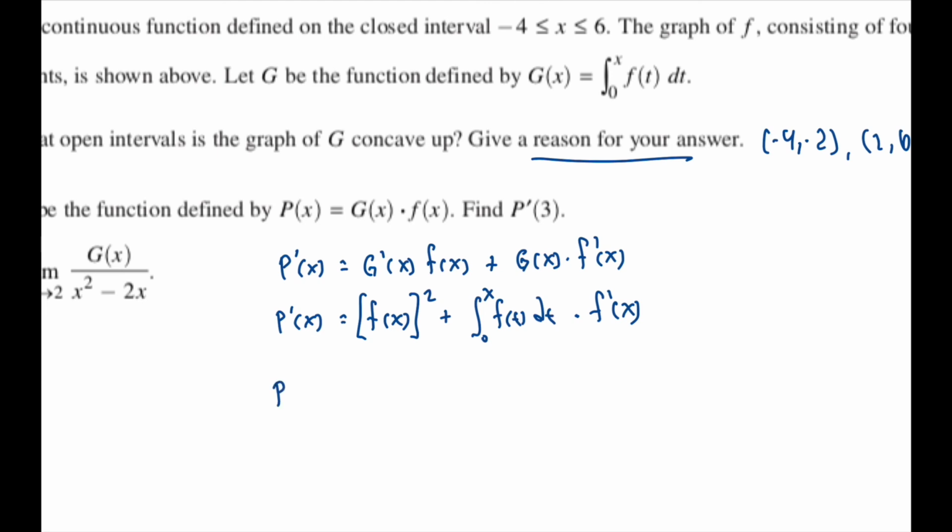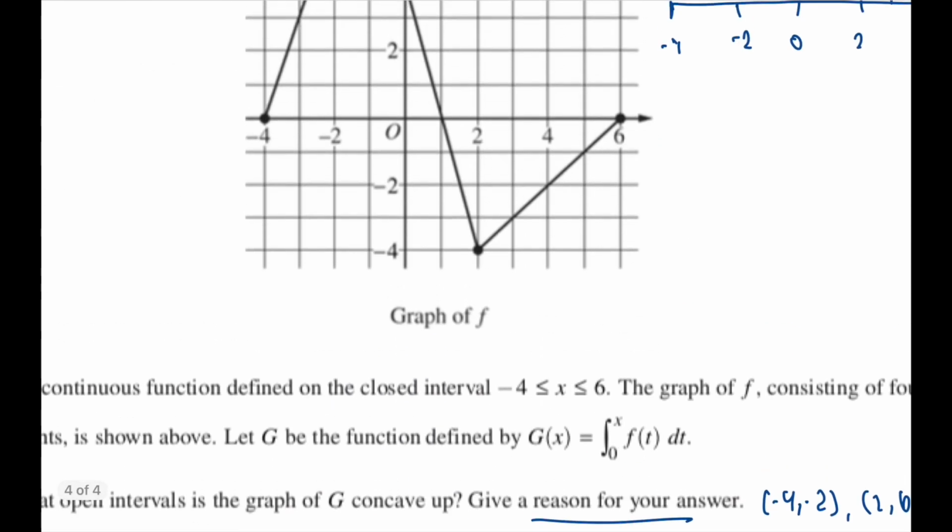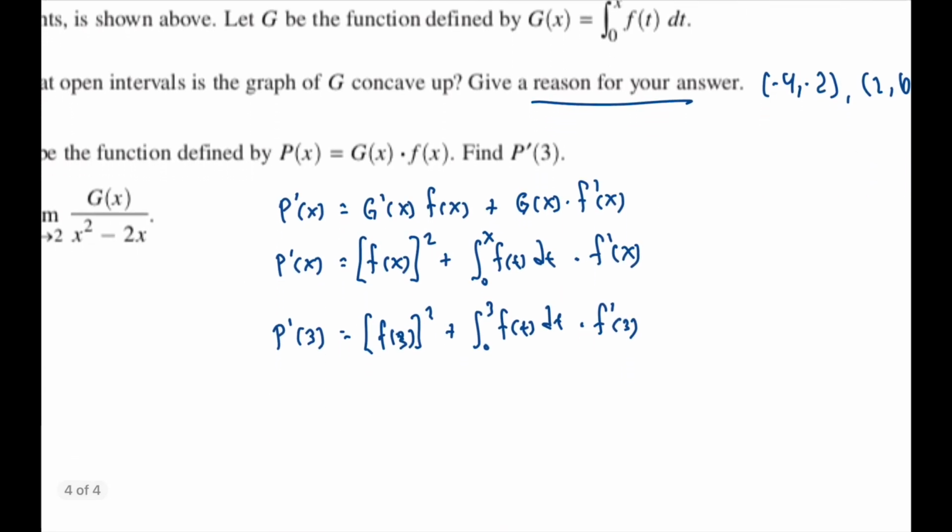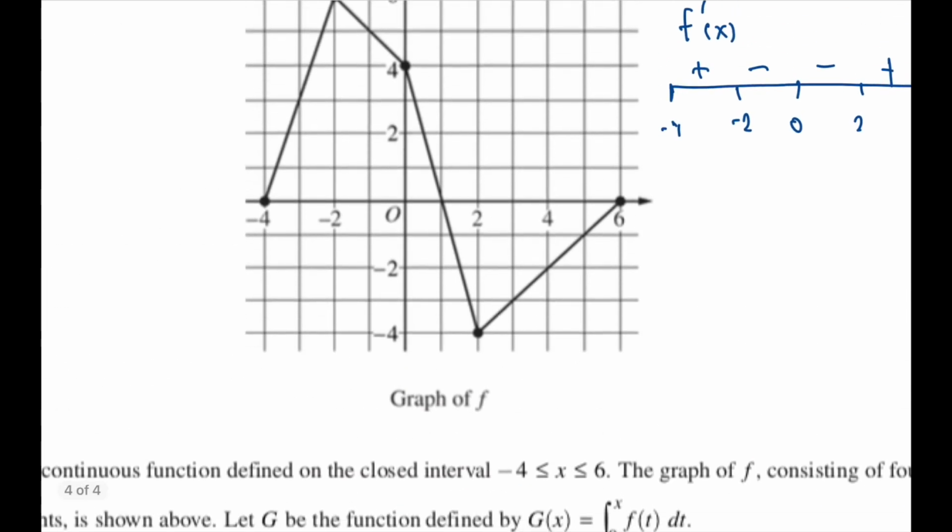We want p prime of 3. P prime of 3 is going to be f of 3 squared plus the integral from 0 to 3 of f of t dt, which is the area under the curve, multiplied by f prime of 3. So let's take those values. First off, f of 3. F of 3, there's 3, 1, 2, negative 3. So it's going to be negative 3 squared plus the integral from 0 to 3, which is the area from 0 to 3.